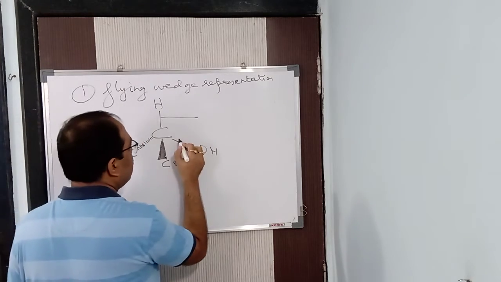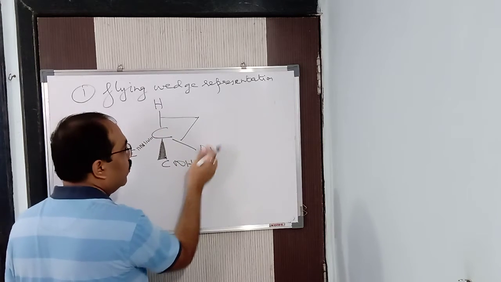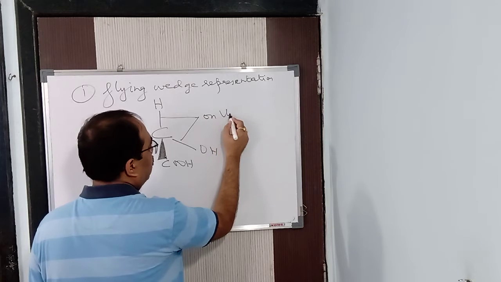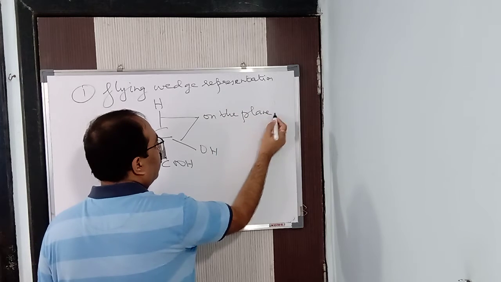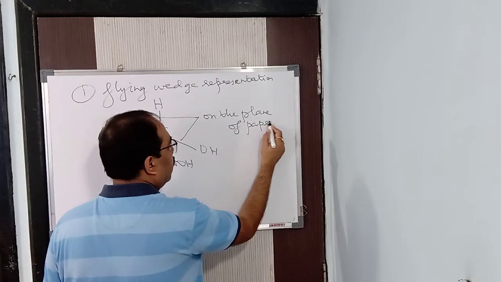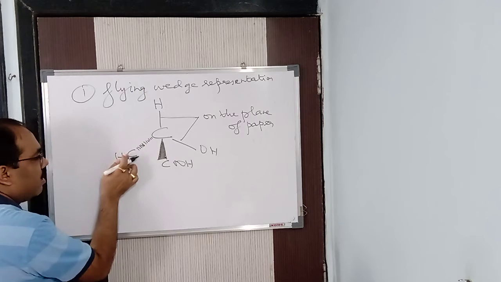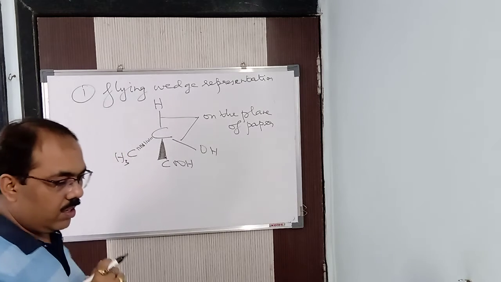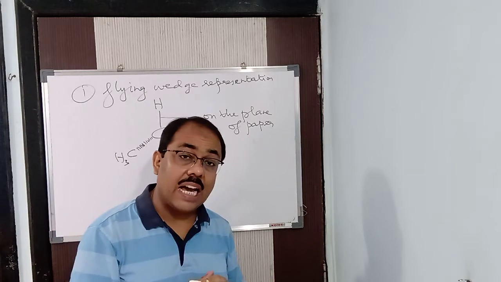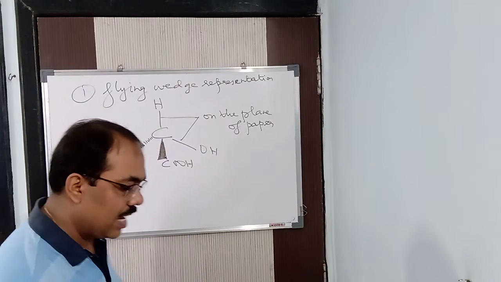I consider that these two, H and OH group, are on the plane of paper. Like you can see, this is a board, two-dimensional, so it is on the plane of paper or on the plane of board, we can say that. Now, this particular one is known as the wedge, and the other one is known as the dash.